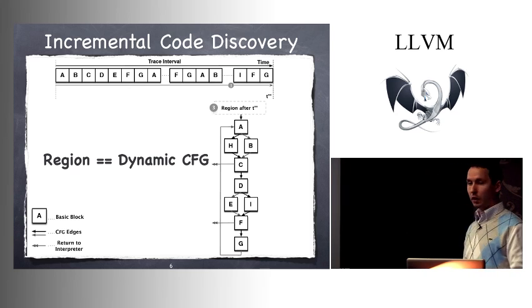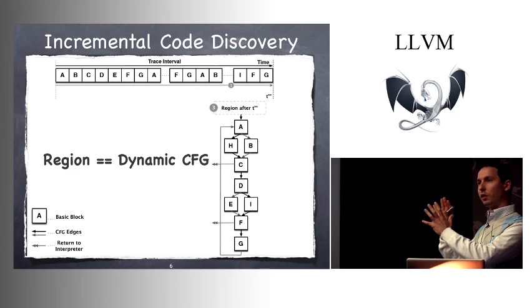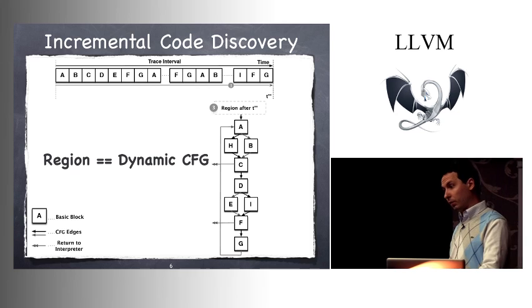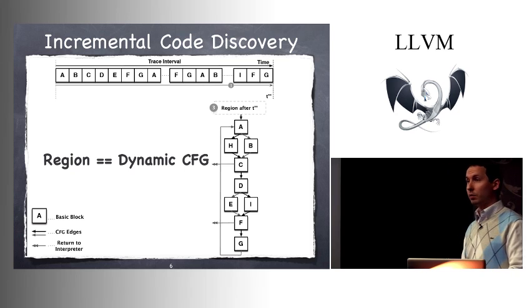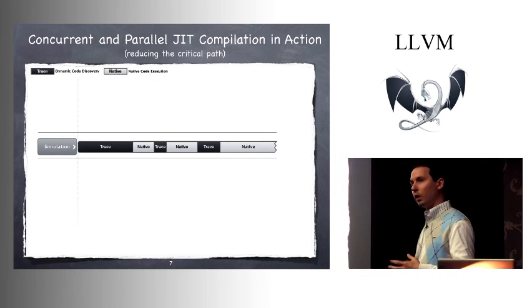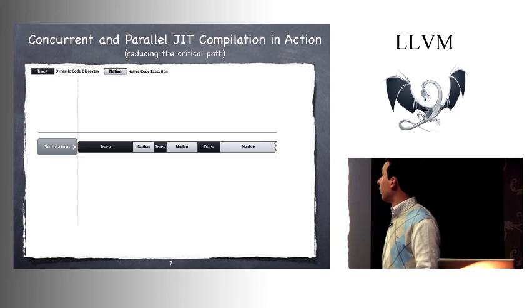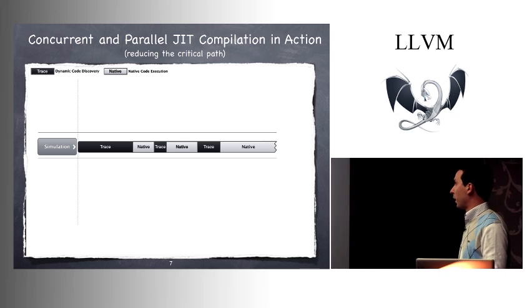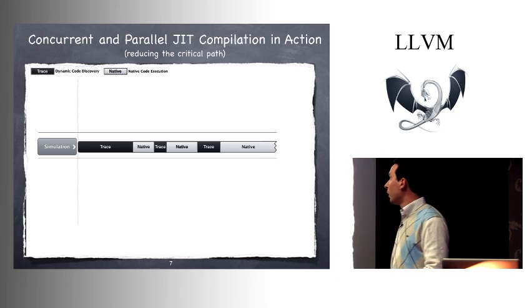Now once we've discovered regions and picked out frequently executed code, how would we go about it? The first bit is how we discover hotspots, and the second bit is how we actually compile them quickly into highly optimized code. For that, here's a running example where I can show you the benefits of using this concurrent and parallel JIT design in order to reduce this critical path. So let's assume we're running a single-threaded application. We're simulating it in our instruction set simulator.